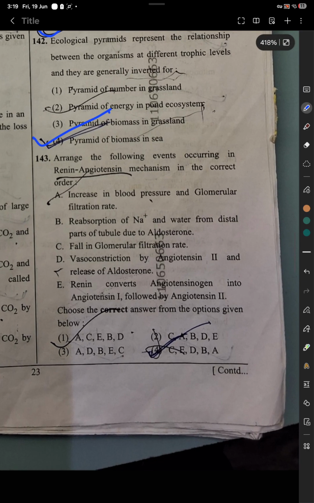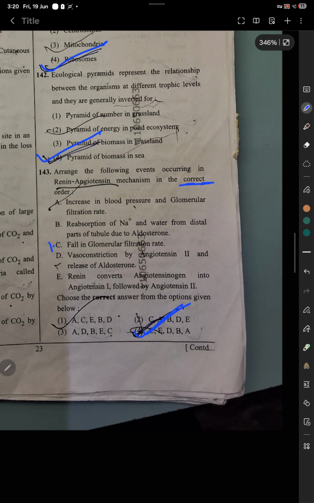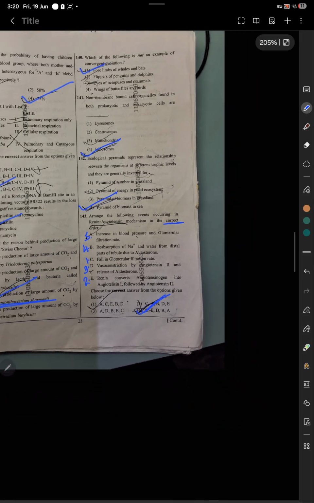Then question number 143. Arrange the following events occurring in the renin-angiotensin mechanism in the correct order. So option number 4 is correct. C will be first, then E, then D, then 3, 4, 5. So option number 4 is correct. Let's move to the next question.